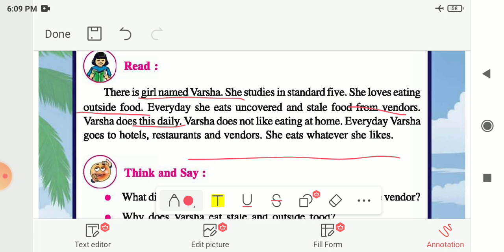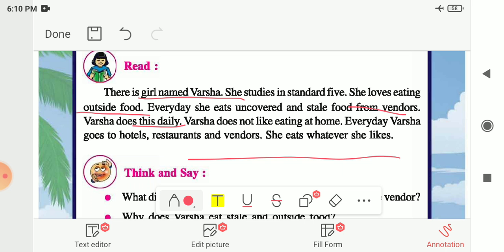Varsha does not like eating at home because she likes the outside food and thinks it is very tasty. So every day she buys food from the vendors and eats it. Every day Varsha goes to hotels, restaurants and vendors, and she eats whatever she likes.